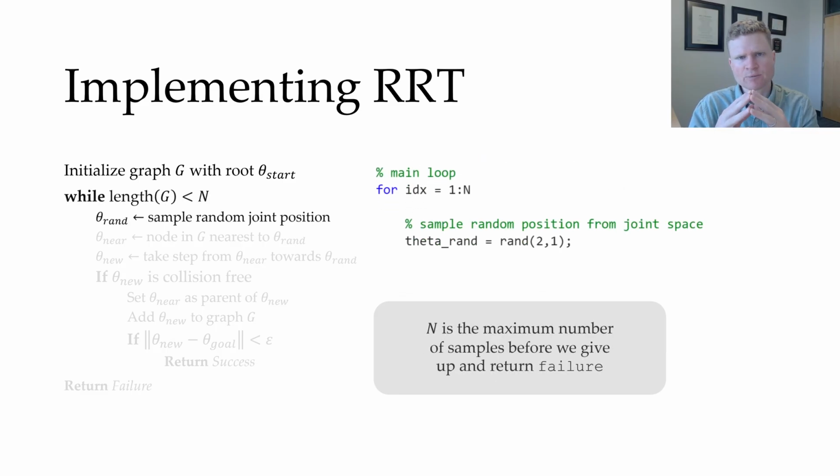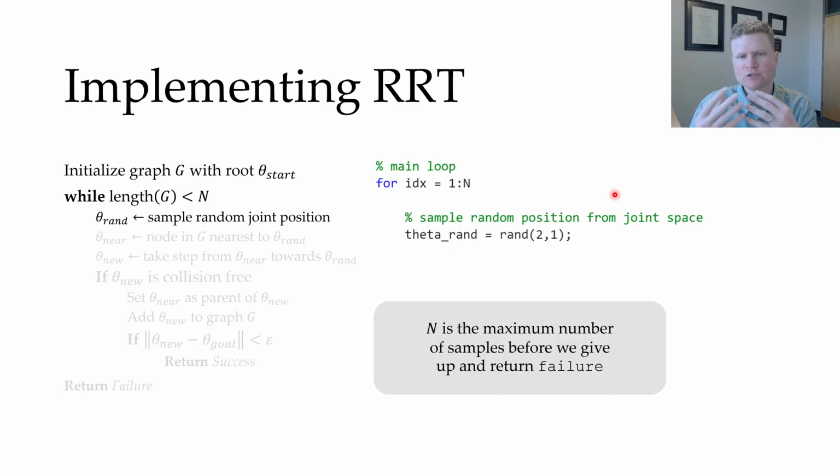Okay, the next thing we're going to do is enter our while loop. And you can write this as a while loop or a for loop, just depending on your implementation. The idea is I'm going to have a loop, and I'm going to go through N iterations of this loop. N is going to be the maximum number of samples I'm willing to have before I give up and declare failure. I can't find a path from the start to the goal. So N is our planning budget.